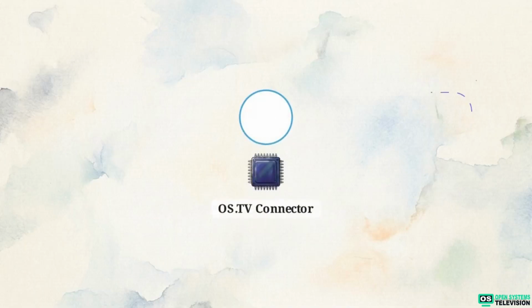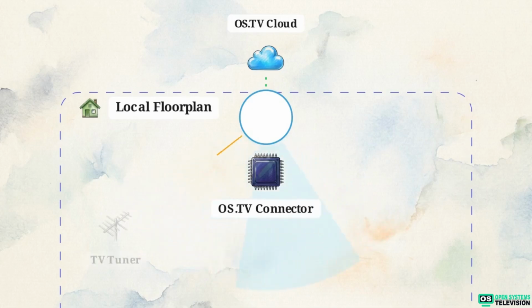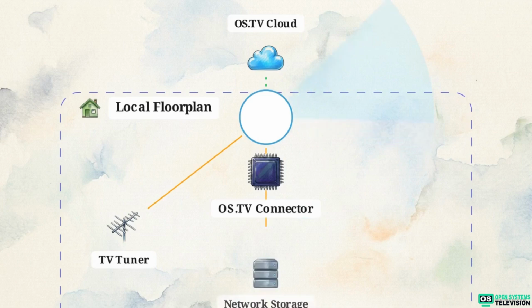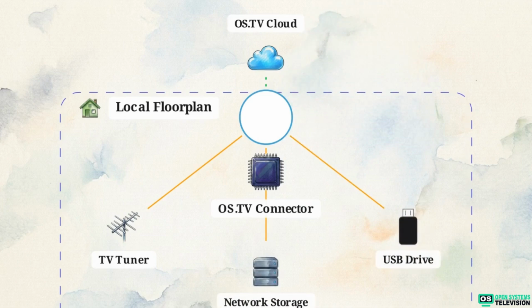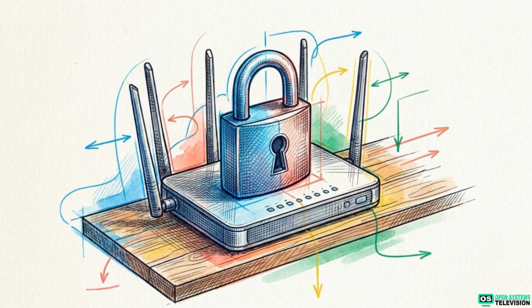Looking at this network model, you see its dual-facing architecture at work. The connector initiates a secure handshake with the OS.TV cloud interface, simultaneously scanning your local floor plan. That scan discovers approved hardware, locating compatible television tuners, network-attached storage, and connected USB drives. By sitting exactly at the intersection of the cloud and your living room, the connector acts as a translator. It receives organizational instructions from OS.TV and applies them to your hardware without exposing your local network to the open internet.